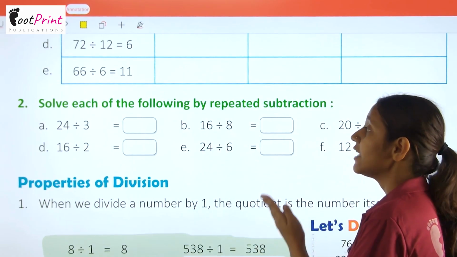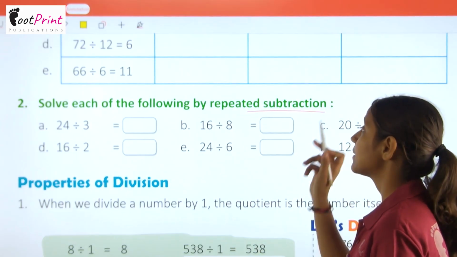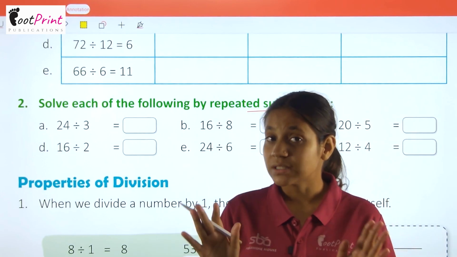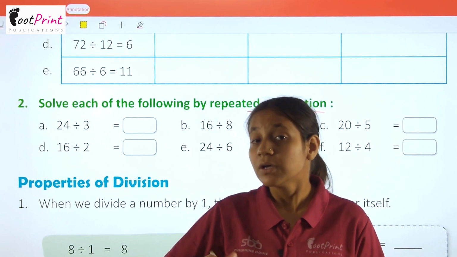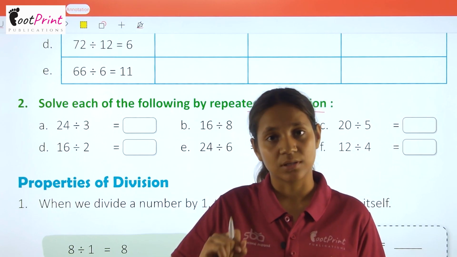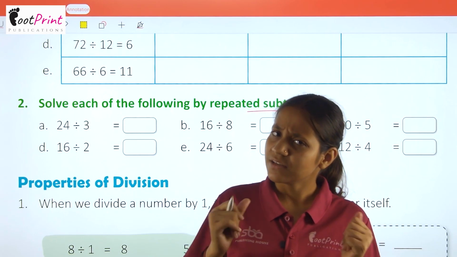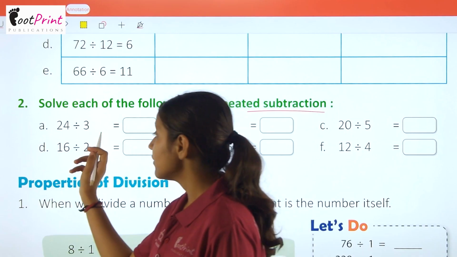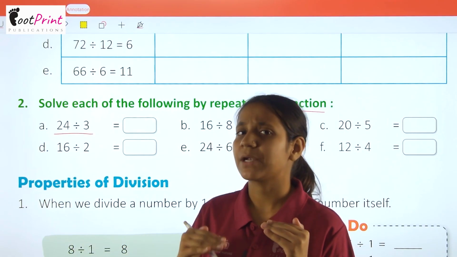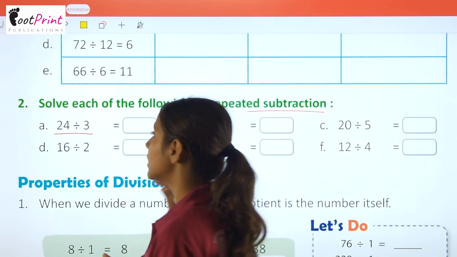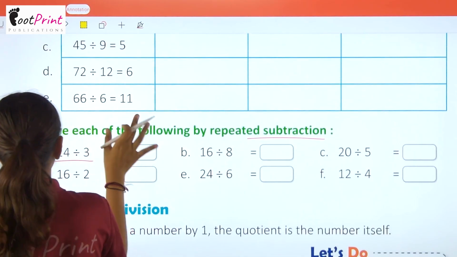Solve each of the following by repeated subtraction. Here we do not have to follow the method of division. We have to follow the method of repeated subtraction. That is also like a division here. Okay. So 24 divided by 3. That means we have to do repeated subtraction of 3 from 24. So here I am doing one for you.